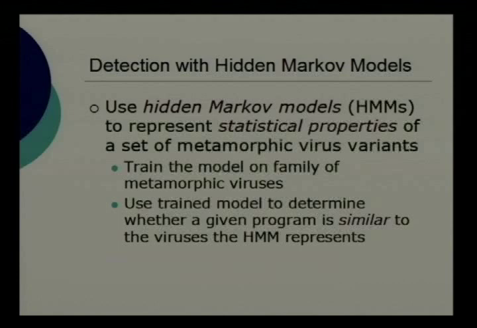So we look at our viruses. They have the same behavior. They do the same thing, but their structures are different. So there must be some statistical similarity between all these assembly programs to make them behave the same way. So we believe that a hidden Markov model can capture this similarity, and we can use it the same way we do with protein modeling, to detect whether any given program belongs to the same family as the training viruses. So this is what we do. We use hidden Markov models to represent the statistical properties of a set of metamorphic viruses. We train the model with one virus family, and then use the trained model to determine whether any given program is similar to the training viruses.